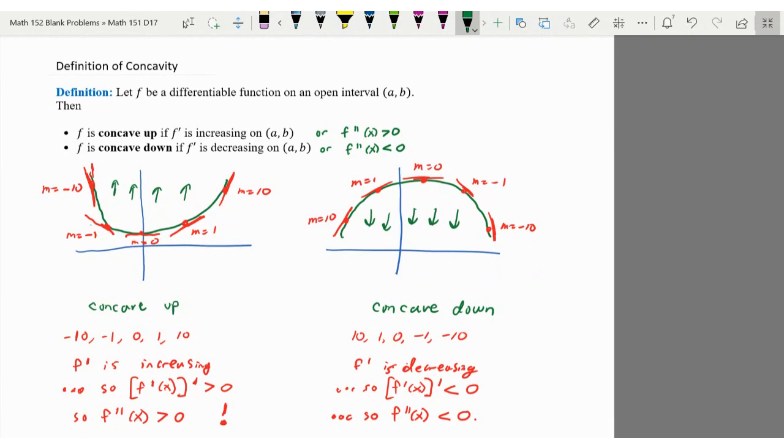So the point is that the slopes go from -10 to -1 to 0 to 1 to 10. That's an increasing first derivative, and the way it shows up in the graph is it looks like an upward pointing sort of bowl, and we call that concave up. If instead we go in the other direction, like down here, where we go from a slope that's high into one that's low, 10 down to -10, we get something that looks more like a frown and is pointing downward.